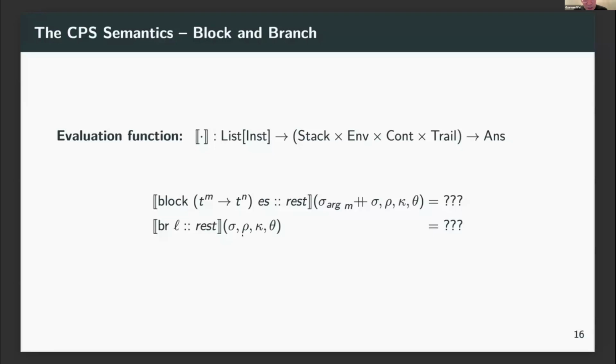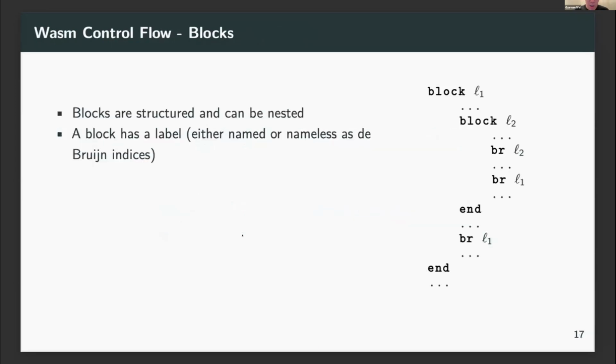And before giving the semantics here, let's look at how informally those blocks or branch instructions work. So the first thing to note is that those blocks are structured and they can be nested. For example, here I have two blocks and one is nested in another. And those blocks introduce a label. They can either be named or nameless, as de Bruijn indices, and those two forms can be converted back and forth without losing any semantic difference.